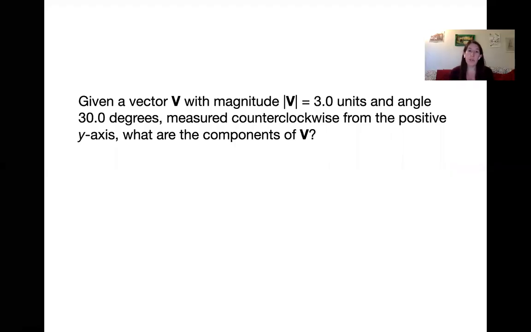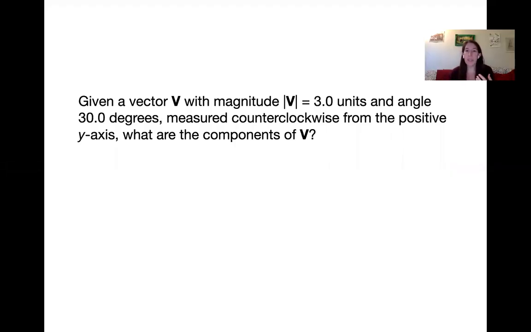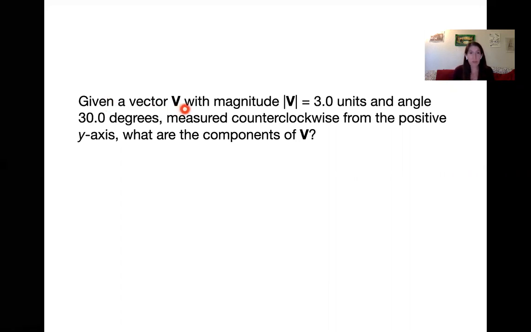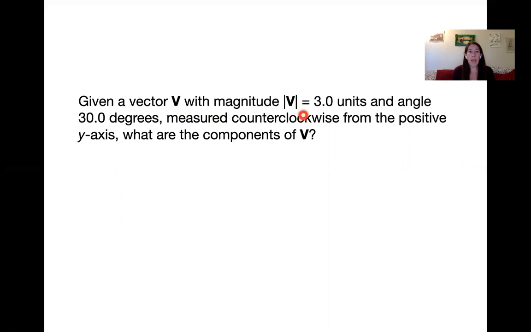In this video, we're going to do a quick example where we're given the information about the magnitude and the direction of a vector, and we're asked to find its components, both its x and y components. All right, so we're given a vector v with magnitude of 3 units and angle 30 degrees, which is measured counterclockwise from the positive y-axis. What are the components of V?